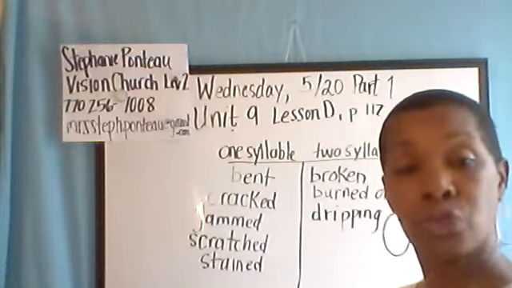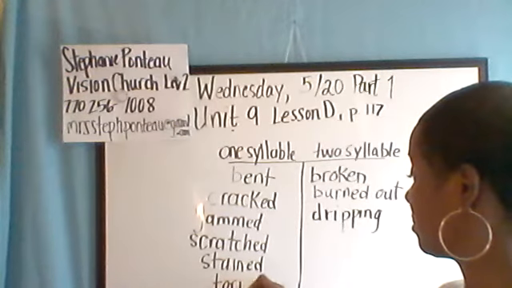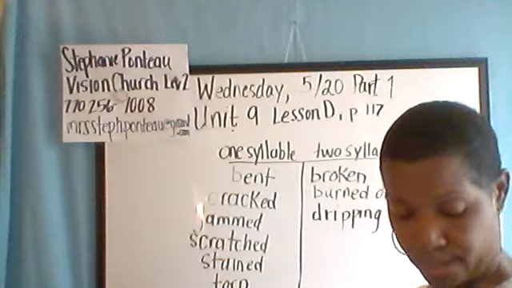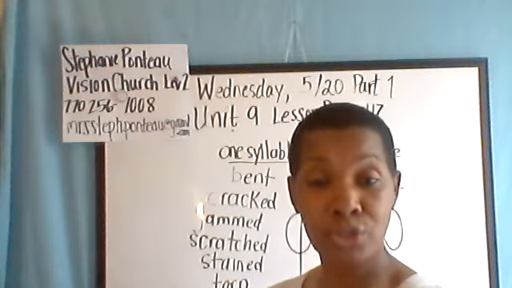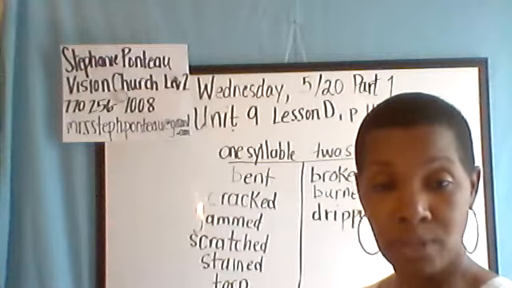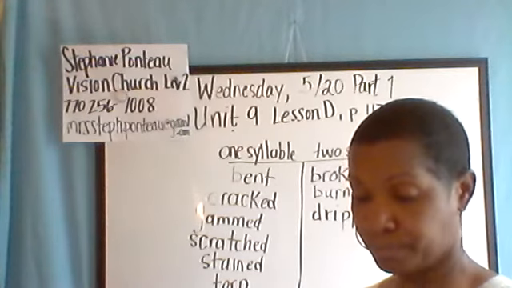And then torn. One syllable. All right, so that's our practice with that. All right, so that's exercise A. We match the new home problems vocabulary words with the picture.